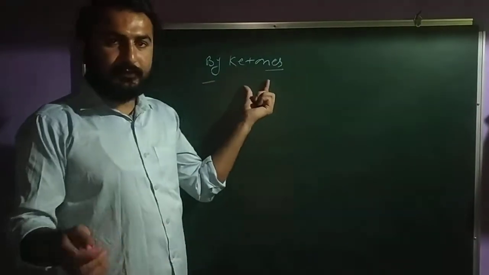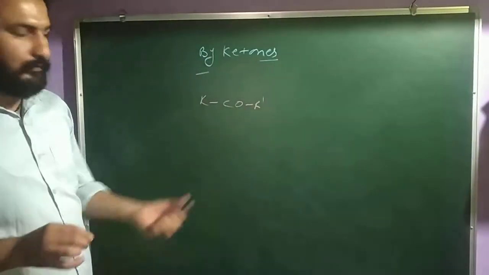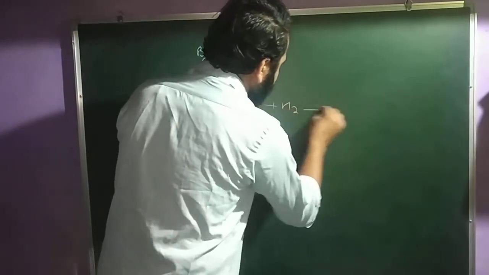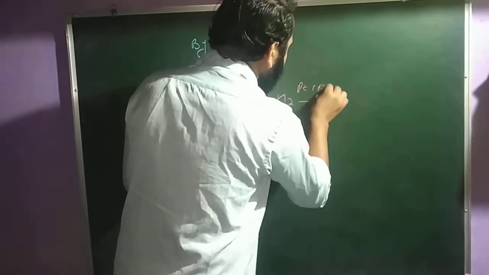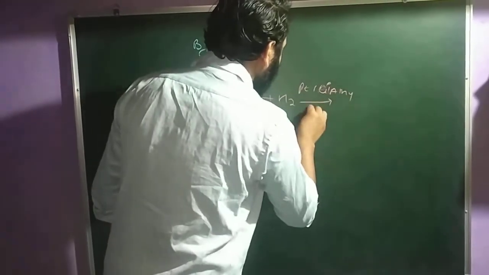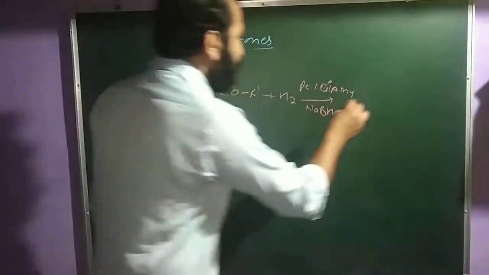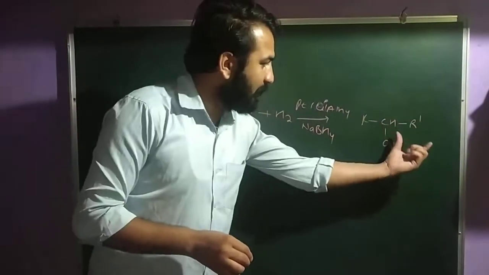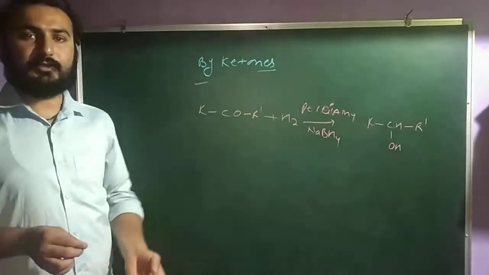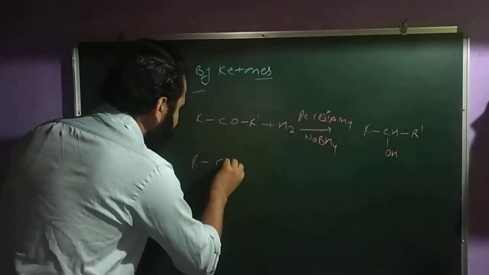Now next you have the ketones. The ketone you have is RCOR'. You are doing the reduction in the presence of H2/Pt, LiAlH4 and NaBH4. So the product is RCHOHR'. This is your corresponding alcohol from the reduction of this ketonic compound. Okay? So let's take one example.